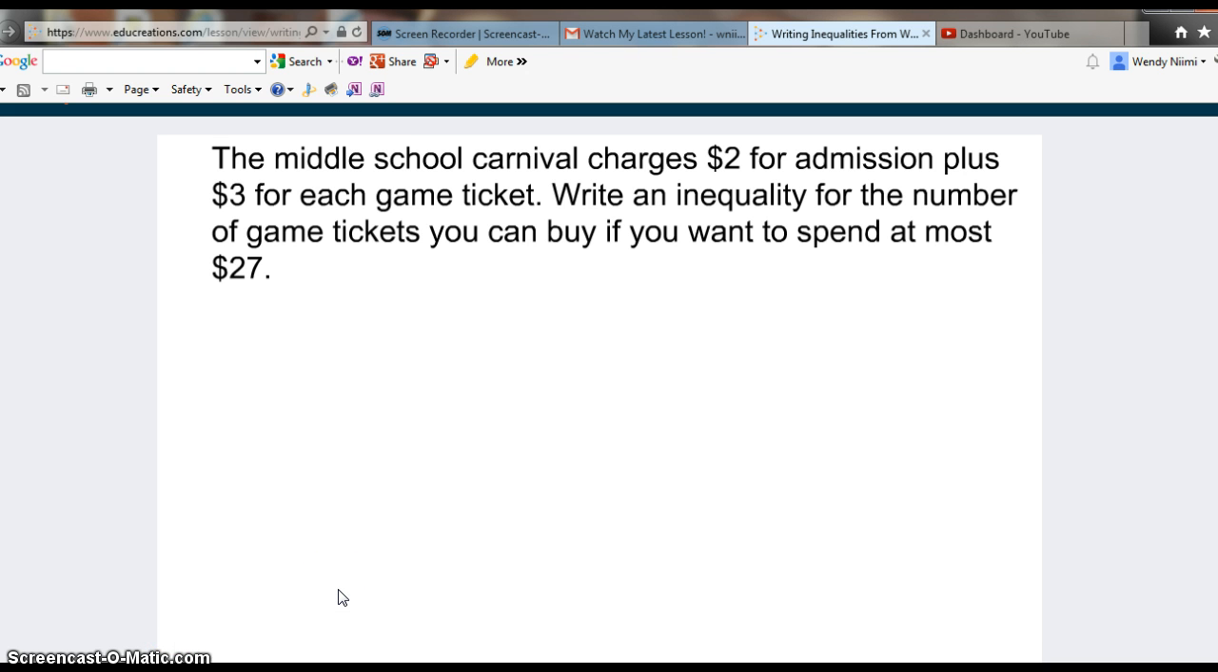Our first problem. The middle school carnival charges $2 for admission plus $3 for each game ticket. Write an inequality for the number of game tickets you can buy if you want to spend, at most, $27. So the most money we have is $27. But we have a $2 admission, and then we're going to pay $3 for each game ticket. So we're going to look and find our keywords. When we have inequalities, it's not going to be an equal sign. We have some keywords that are going to help us determine. Our keyword in this situation is going to be at most. We do not want to spend more than $27.